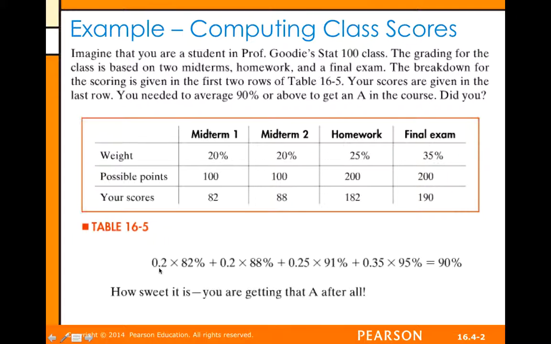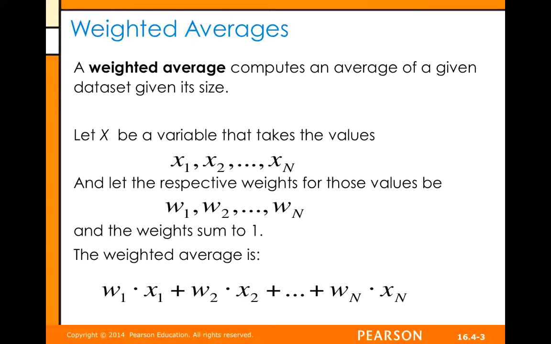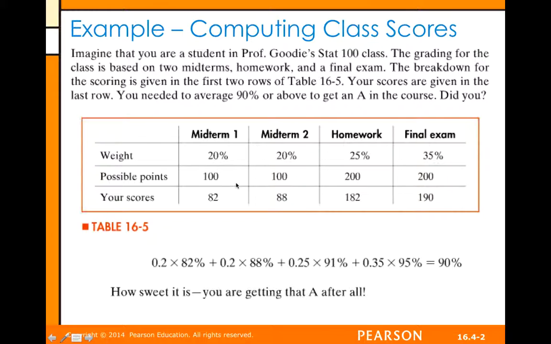So this is an example of a weighted average. And here's the formal definition. A weighted average computes an average of a given data set, but it weights things by how important they are. Suppose that we have these outcomes. In our previous example, we have x1, x2, x3, and x4. This list only has 4 things in it. x1 would be an 82, x2 would be an 88, x3 would be a 91, and x4 would be a 95.